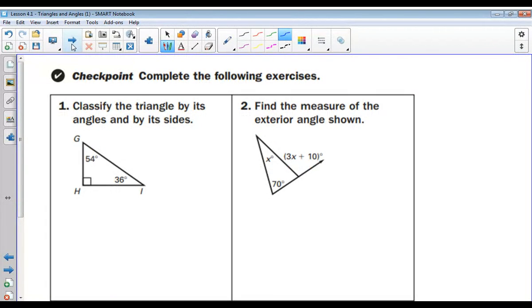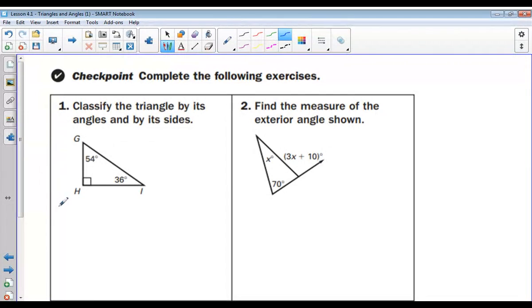All right, so right now, guys, let's pause your video and see if you can answer these 2 checkpoint questions correctly. The first one is to classify the triangle by its angles first, and then its sides. And then for the second one, you are going to be finding the measure of the exterior angle shown.